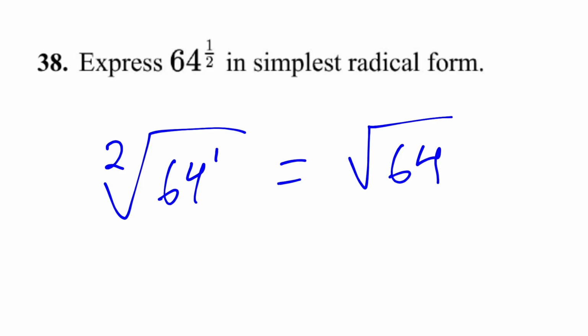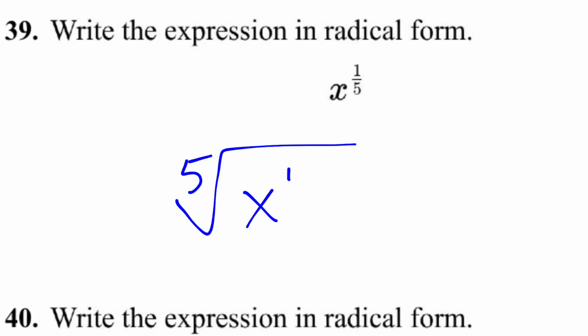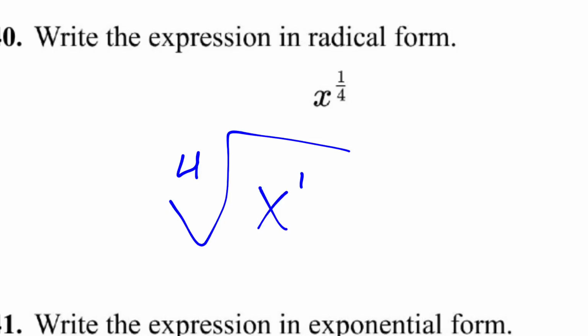Notice, the second root is the default root. So sometimes we just say square root, and that means there's a 2 there. And we don't always have to write the 1. I would accept either of these for full credit. If you tried to write 8, it would be wrong, because 8 is not in radical form. X to the 1/5 is the same as the fifth root of x to the first. X to the 1/4 is the same as the fourth root of x to the first.